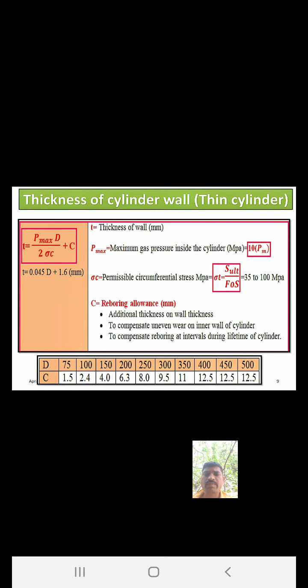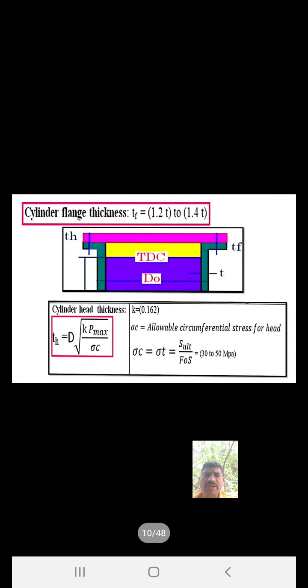t is equal to P max into D divided by 2 sigma all, or we can say sigma C, permissible means sigma allowable, plus C. C is the reboring factor given. This depends on the thickness of the cylinder flange t_F. You should find out that value also. Then cylinder flange thickness t_F is equal to 1.2 t or 1.4 t. See that thickness is given, t_F, right? TDC, top dead center.